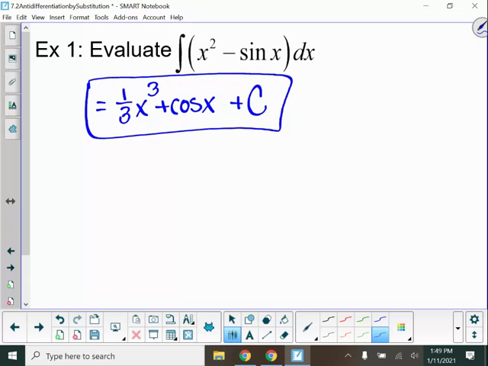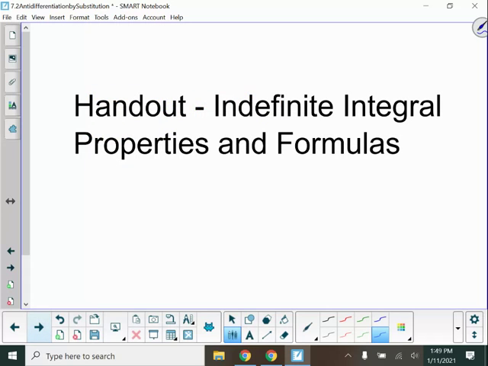So that's what we've already worked with in 7.1, but that's not always going to work out the way that you think it should. In your textbook, there is a page with various indefinite integral properties and formulas. I believe this is on page 337 in your textbook. I did upload this document into Schoology, so it's just a scanned copy from the page, so you can see what those different properties are.